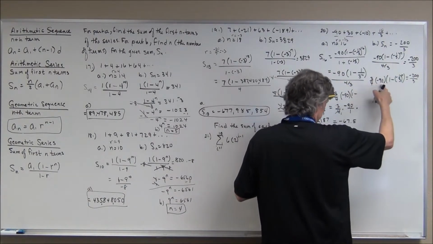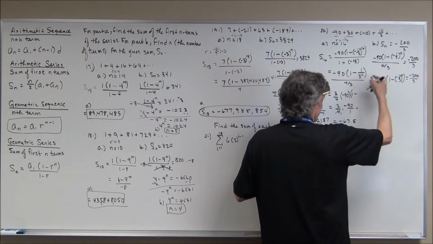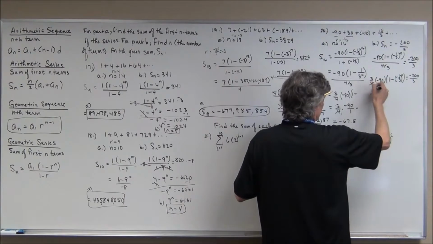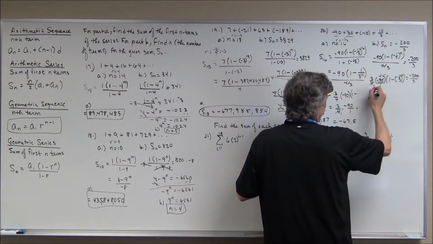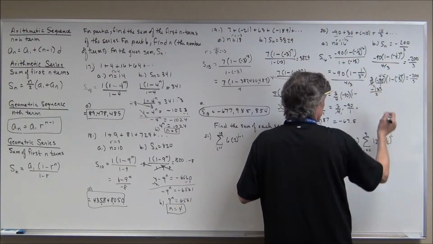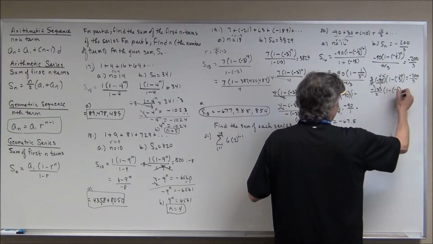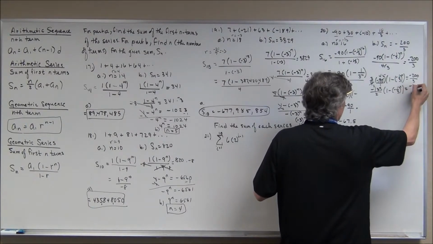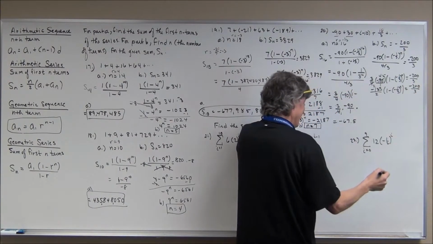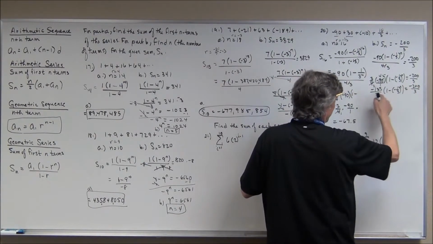Now this number right here, I can do something here. 2 goes into that twice, 2 goes into that 45, so that's negative 135 over 2 times 1 minus negative 1/3 to the n equals negative 200 over 3. Yikes. I'm going to multiply both sides by the reciprocal of this.